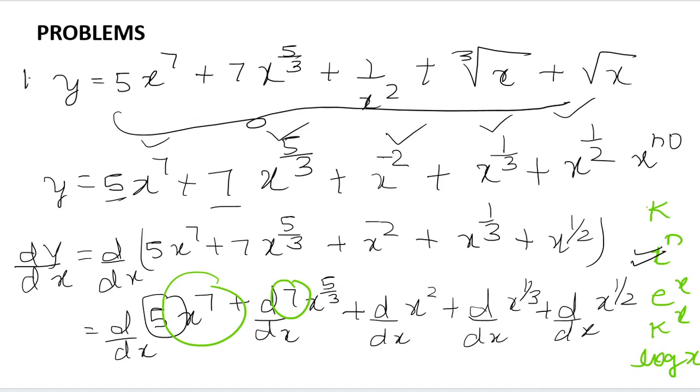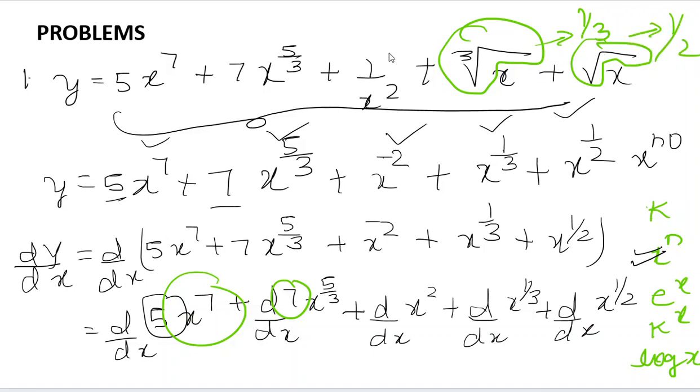So the trick to be remembered in this problem is that whenever there is any cube root, it has to be replaced by 1 upon 3. Any square root will get replaced by half, and any 1 upon x raised to a number, when you bring it on top, becomes x raised to the negative of that number. This is the trick. Cube roots get replaced by 1 upon 3, square root with half, and 1 upon x raised to any number becomes x raised to minus the number.